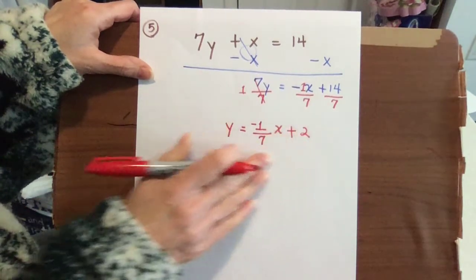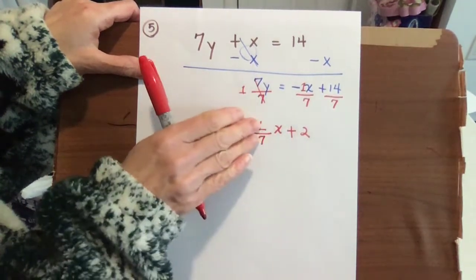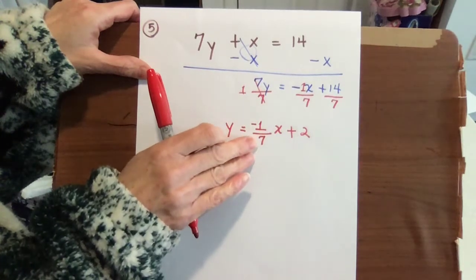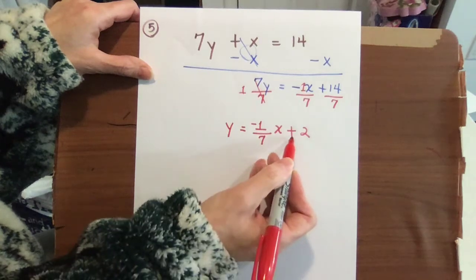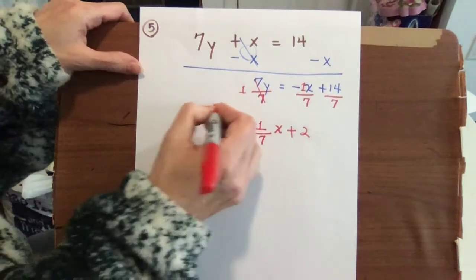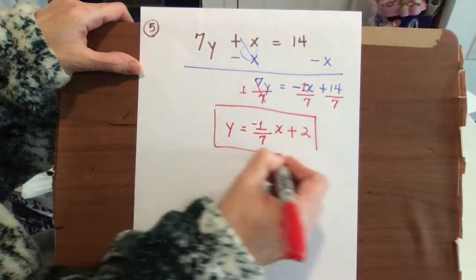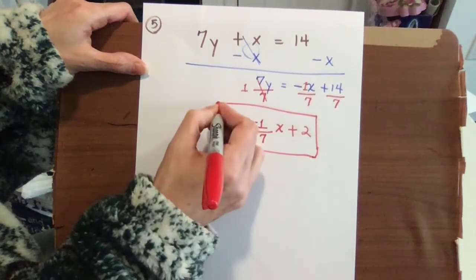So as we build our equations, we're actually separating the number from the x. That would be our slope. So when we look here, our slope is negative 1/7, and our y-intercept is 2. And this is our equation written in slope-intercept form, or solved for y.